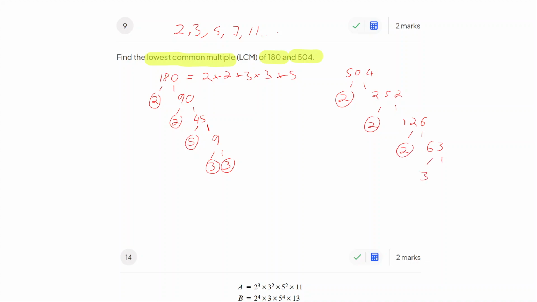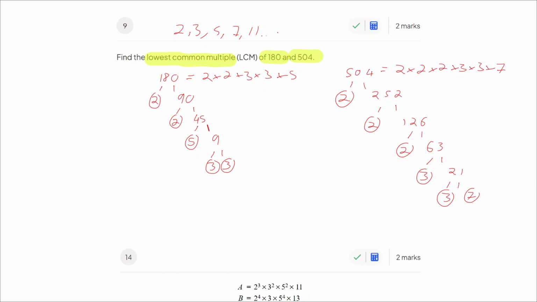63, you can divide it by 3 and times it by 21. And 21, you can go and do 3 times 7. So there we go. 504 is the same thing as 2 times 2 times 2 times 3 times 3 times 7.